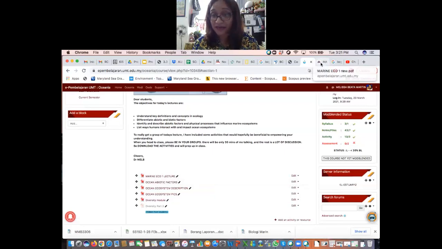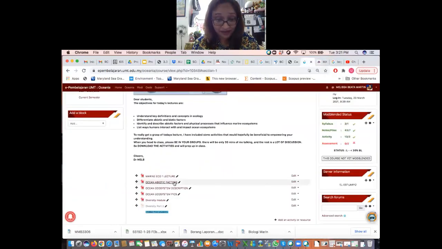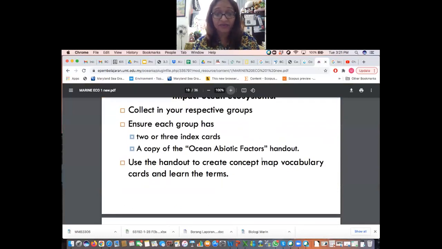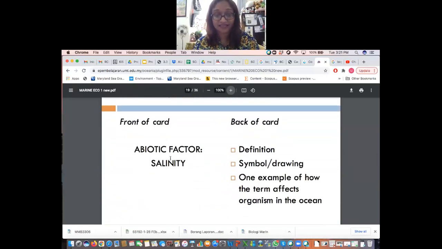So please download that, and a copy of the ocean abiotic factors handout. Basically it's pretty much the same thing. Use the handout to create concept map vocabulary cards and learn the terms. Okay, so this is an example.